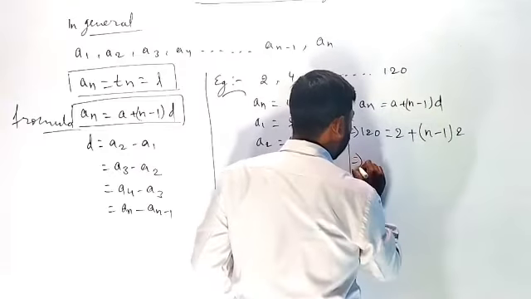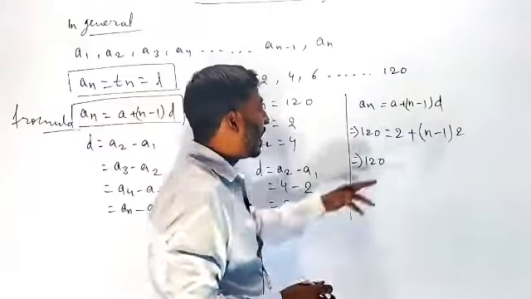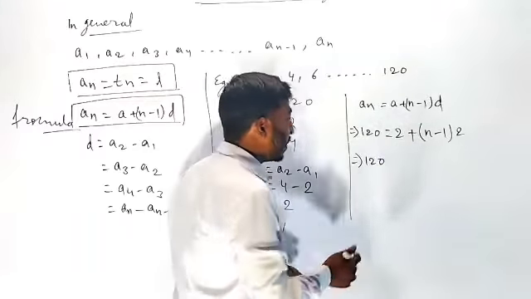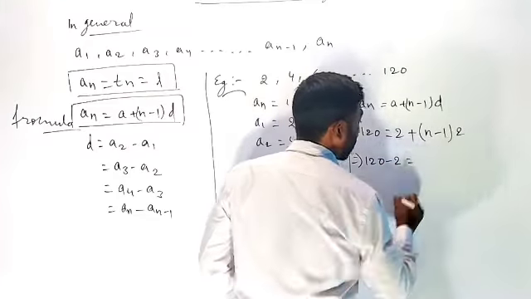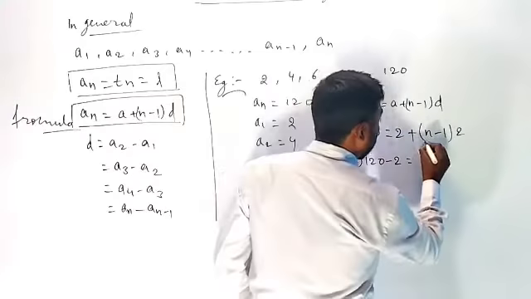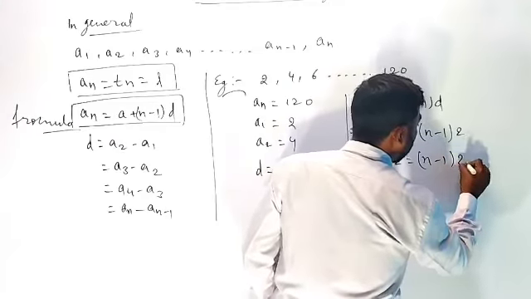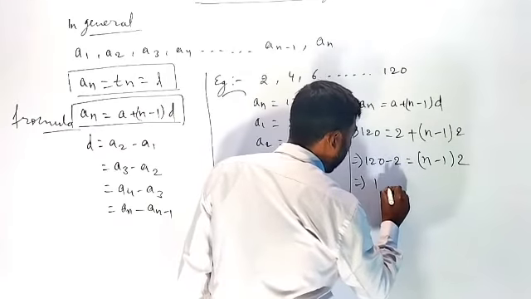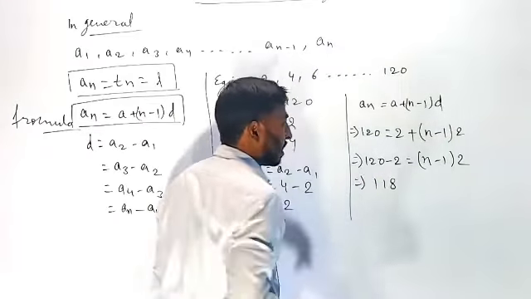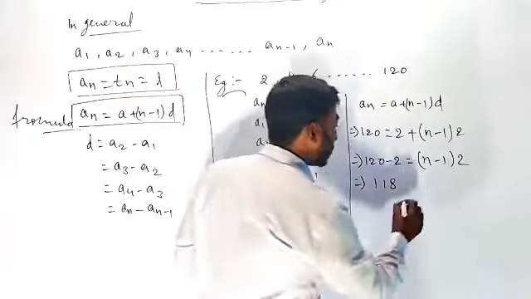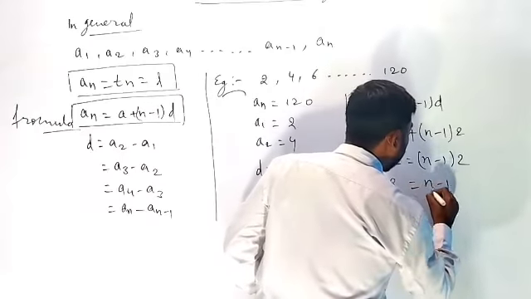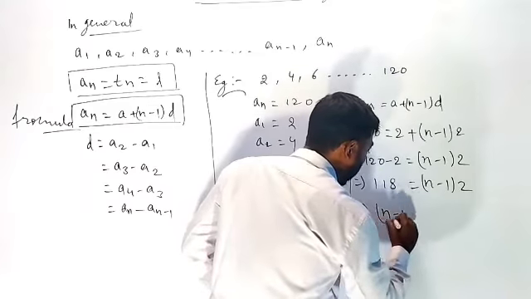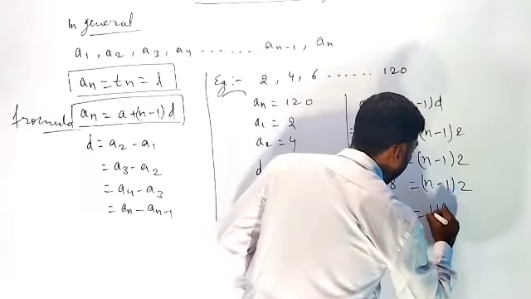Now 120, then interchanging the side of the equal sign, the constant term's sign will change, so minus 2 equal to (n minus 1) into 2. Then solve it: 118. Then you can subtract the numbers, and n minus 1 into 2, then you can write n minus 1 equal to 118 upon 2.